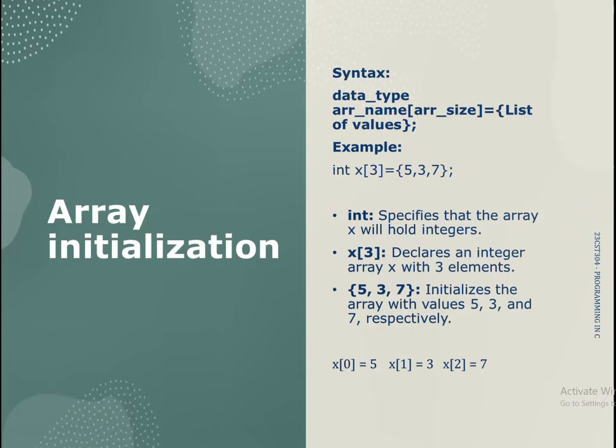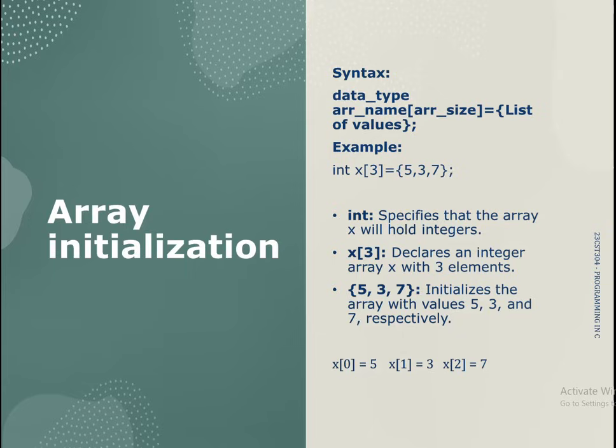Now let us understand how to initialize an array. Initialization means assigning values to the array while declaring it. The syntax is very simple. First we write the data type, then the array name. Next we specify the array size inside square brackets. Finally we write the values inside curly braces. For example, int x of 3 equal to {5, 3, 7}.